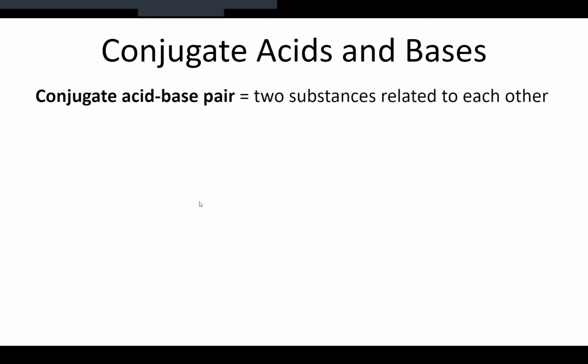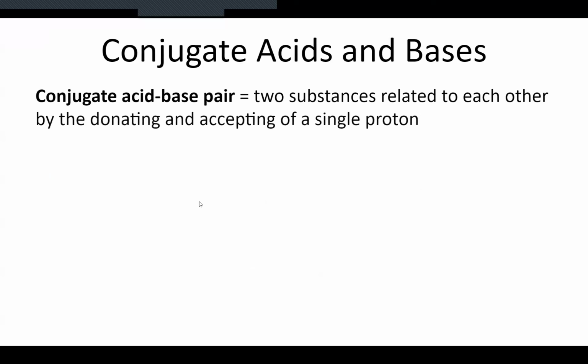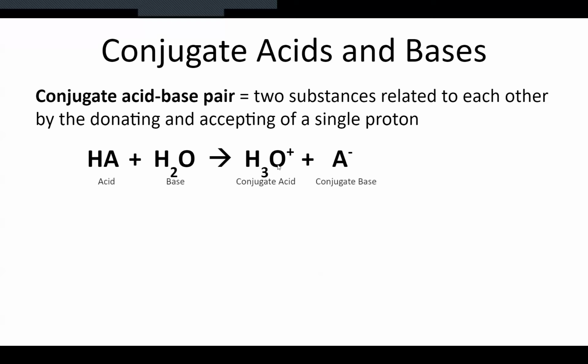Okay, now let's talk about pairs. Two substances related to each other by the donating and accepting of a single proton is called a conjugate acid-base pair. Let's look at that equation for a general acid one more time. We had identified HA as the acid, and upon losing an H, it becomes A minus. We had identified water as the base, and upon receiving an H, it becomes H3O.